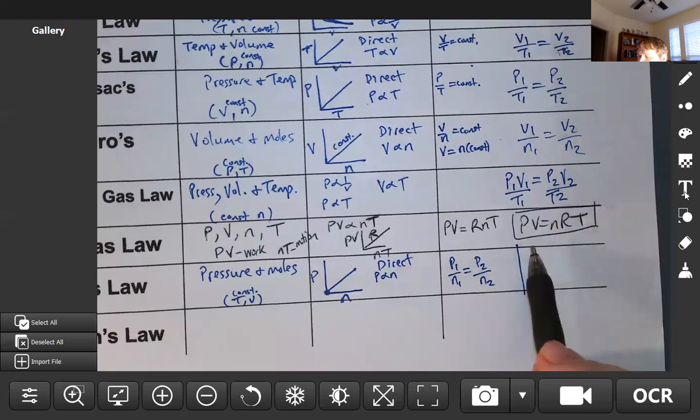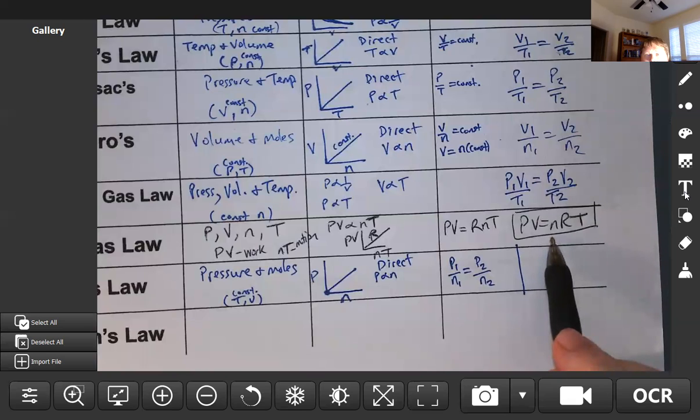It's a very useful equation. If we know any three of the properties, we can find the fourth one, the missing one. And we use this in the real world quite often as a way for us to calculate moles.